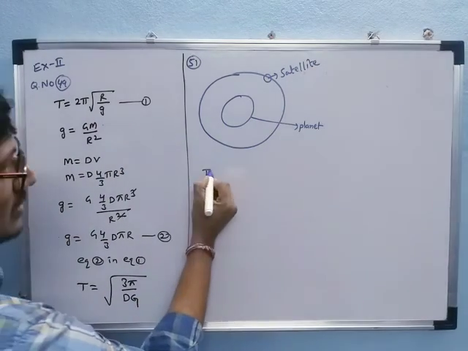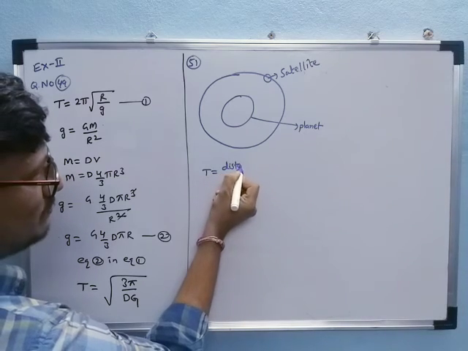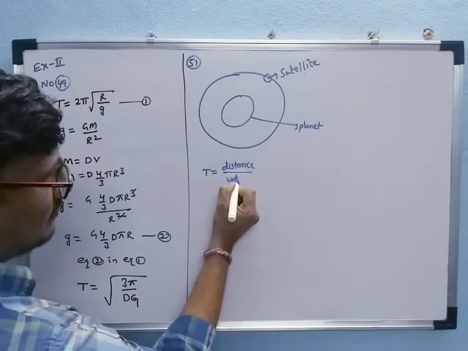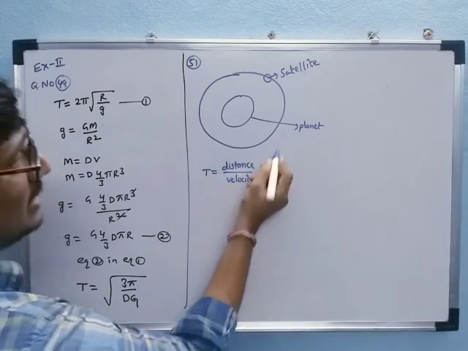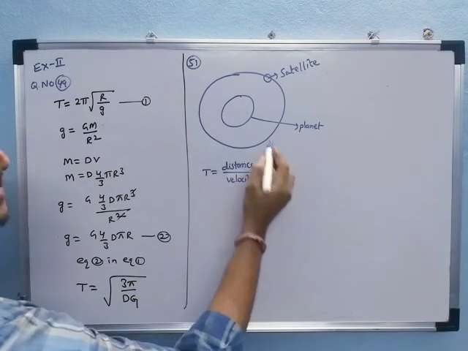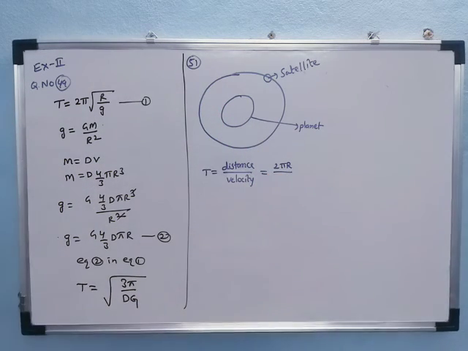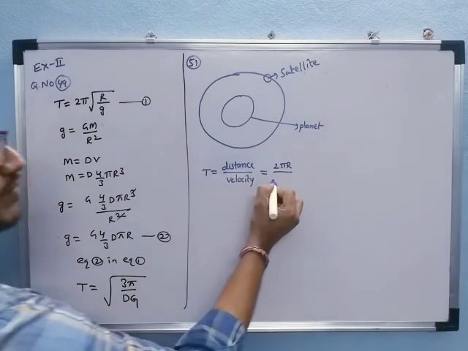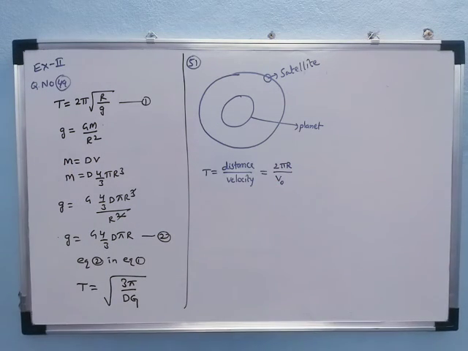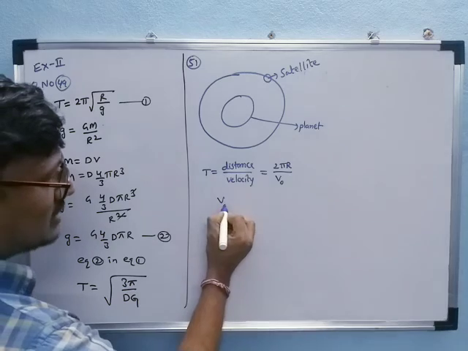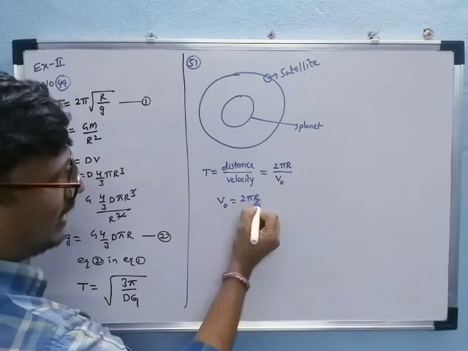What is the time period? The time period t is equal to distance by velocity. The distance is nothing but the circumference of the circle, that is 2 pi r. And the velocity is the orbital velocity, taken as v naught, so 2 pi r by v naught. Then we can write the velocity v naught is equal to 2 pi r by t.